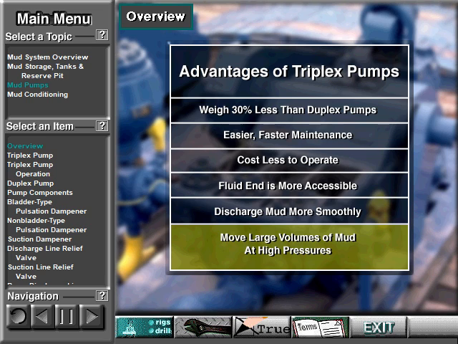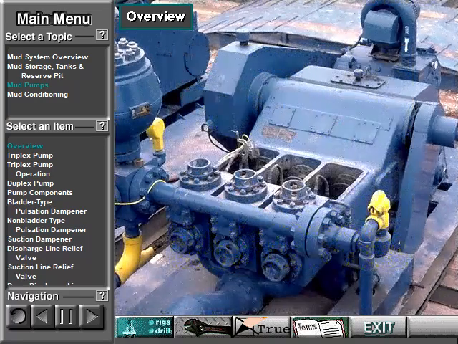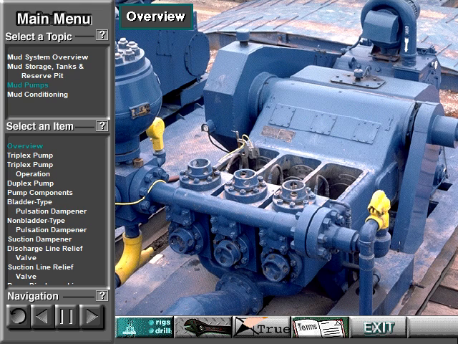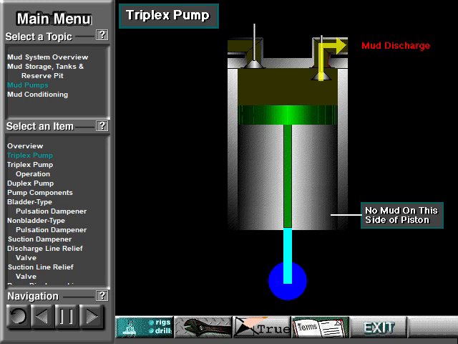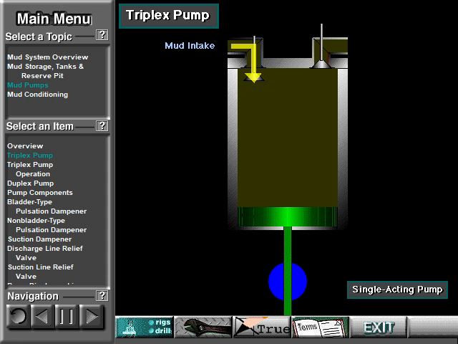One of the most important advantages of triplex over duplex pumps is that they can move large volumes of mud at the higher pressures required for modern deep hole drilling. Triplex pumps are gradually phasing out duplex units. In a triplex pump, the pistons discharge mud only when they move forward in the liner. Then, when they move back, they draw in mud on the same side of the piston. Because of this, they are also called single-acting.